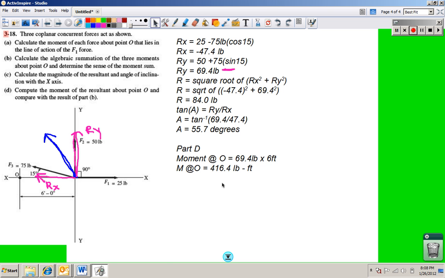The point of this is that whether you compute the moment for all the individual forces or whether you compute it for the resultant, it is the same. It appears to be the same net effect on the system. That's always true. Hope this helps.